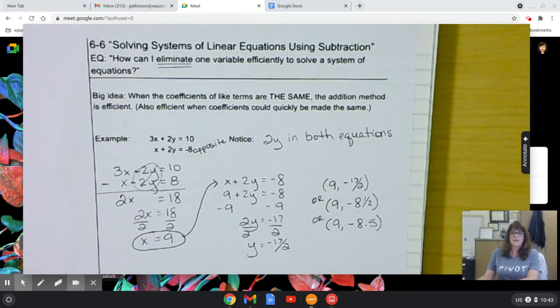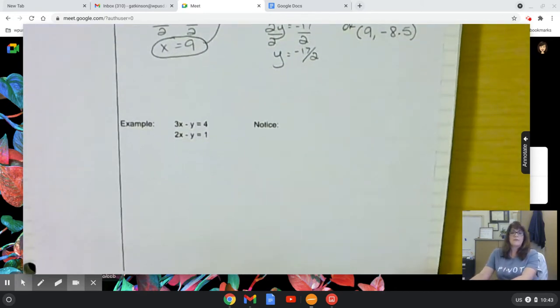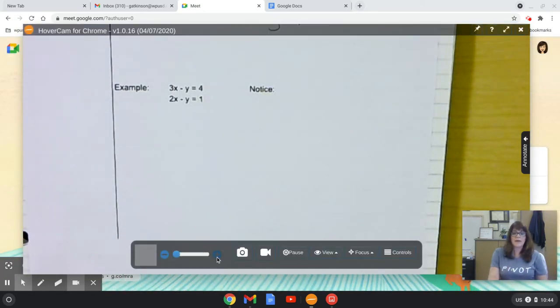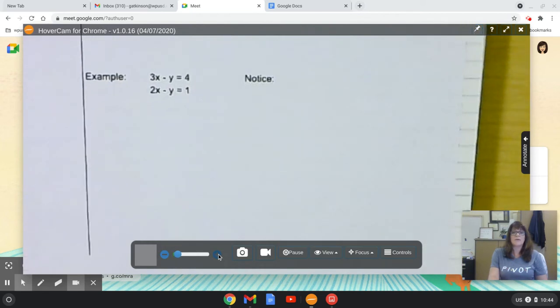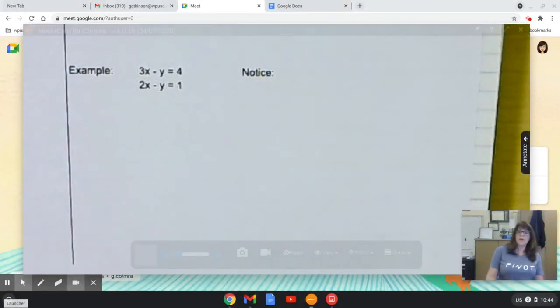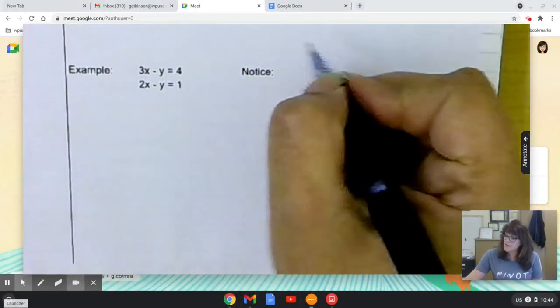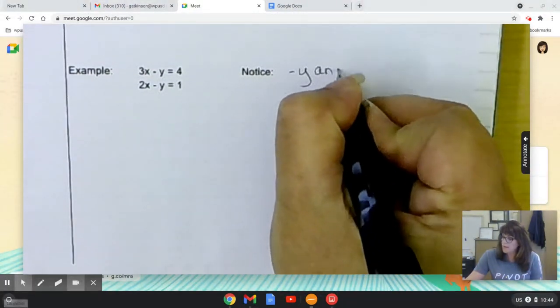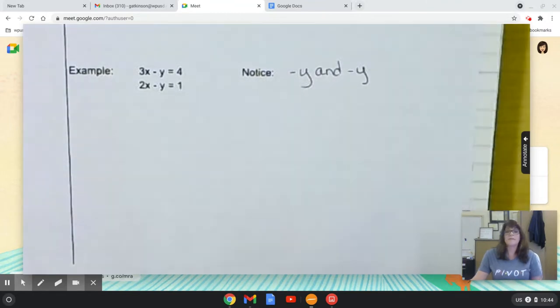Now let's take a look at another one. Okay. On this one, I'm going to zoom in a little bit just because of the way I have things set on my desk right now. We're going to notice that we have two negative y's. Negative y and negative y. They match.